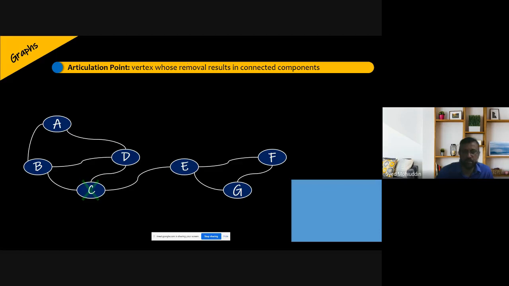In the same way, suppose I remove node E. Node E is an articulation point, because removing node E we will have two connected components. So an articulation point is a vertex whose removal will result in separate connected components. If I remove node D, am I getting separate connected components? No. So node D is not an articulation point.